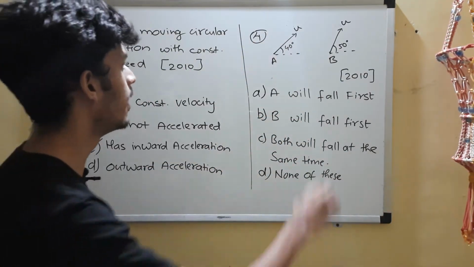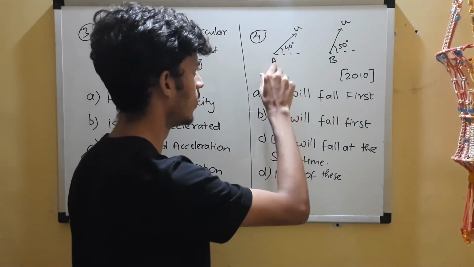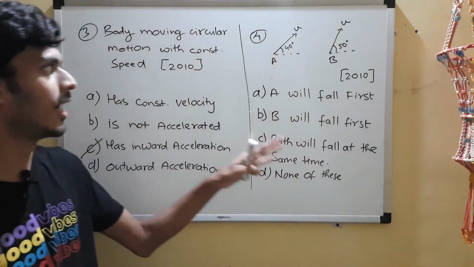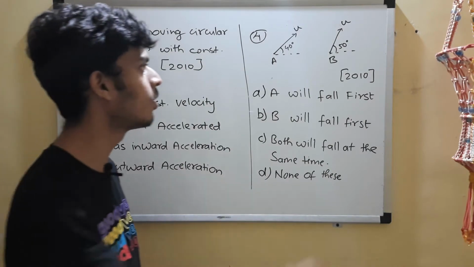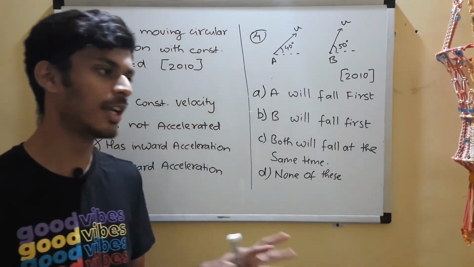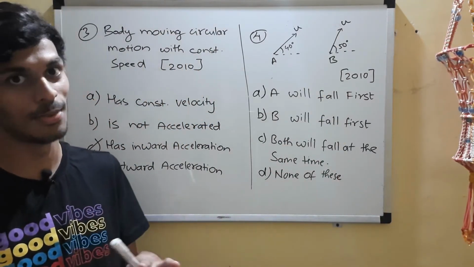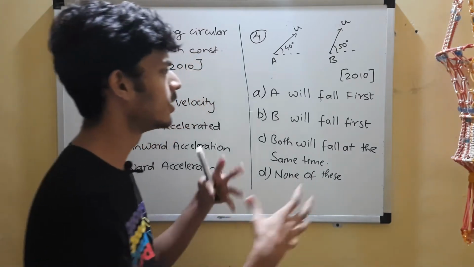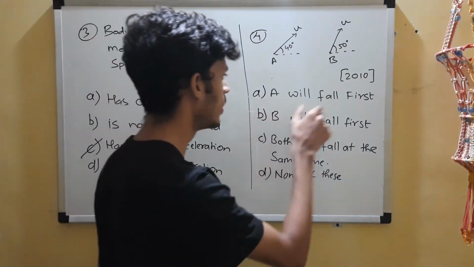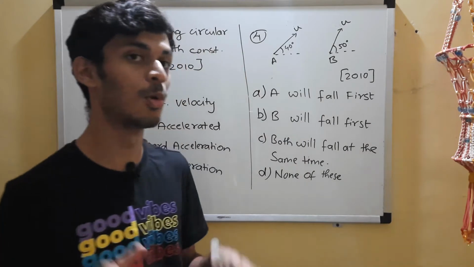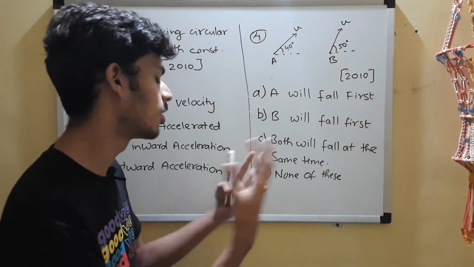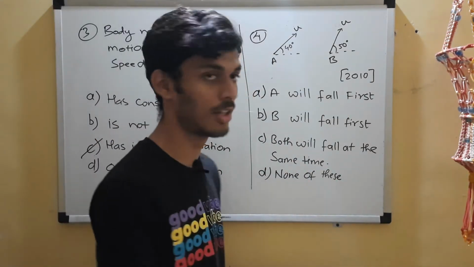Okay, projectile one, or A, you are going to throw it at an angle of 40 degrees with respect to ground. Projectile B, you are going to throw it at an angle of 50 degrees with respect to ground. So you are just supposed to compare now. A will fall first, B will fall first, both of them will fall at the same time, or none of this.